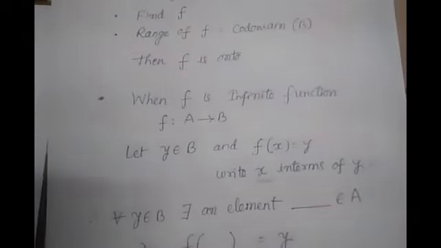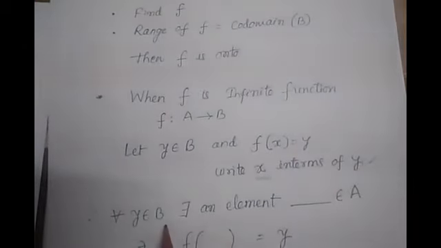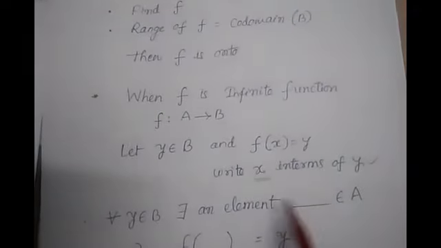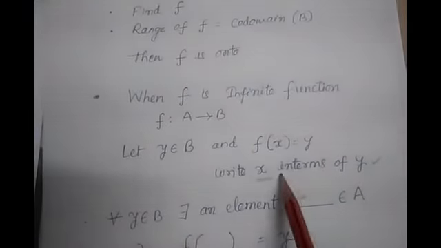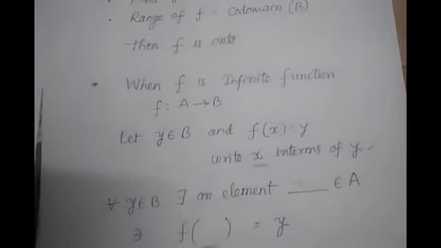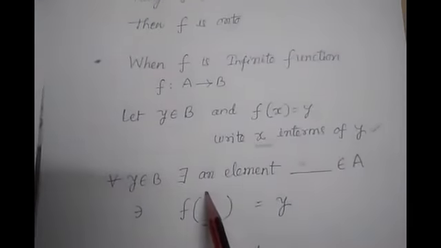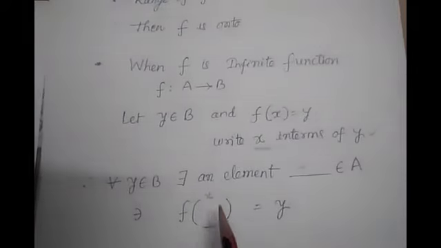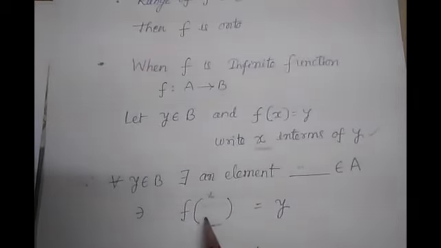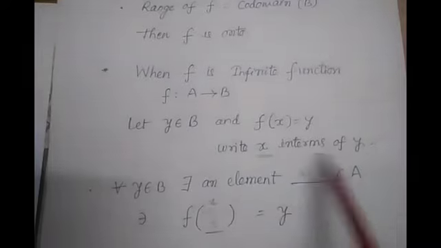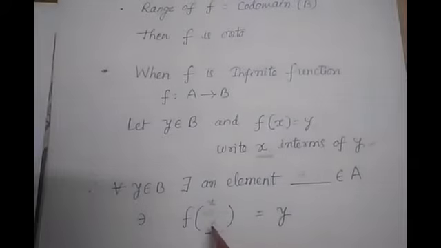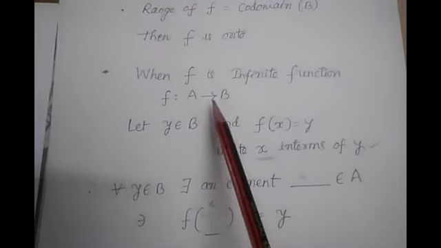Then write this procedure. For every y belonging to B, there exists an element x, in terms of y. The value of x in terms of y belongs to A, such that f of x, here x means what? Write the x value in terms of y. Write this value here and substitute it into our given function.